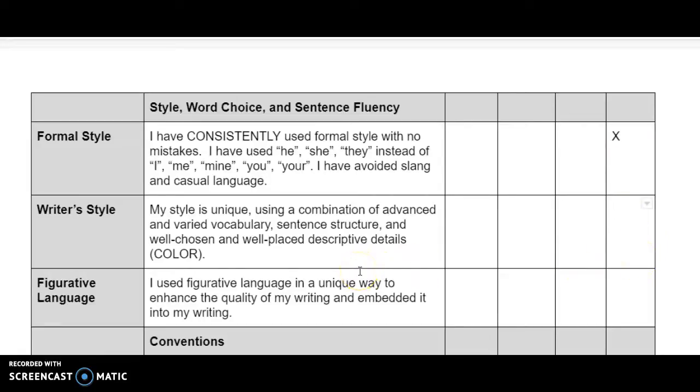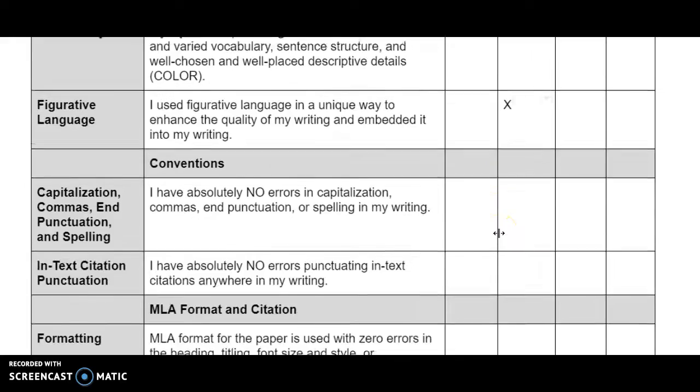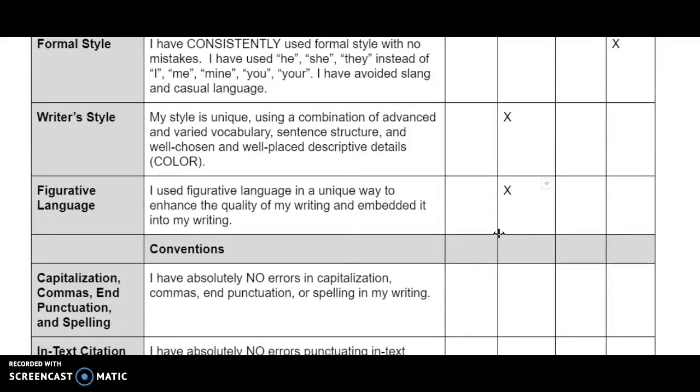Next, we're looking for using color. So my style is unique, using a combination of advanced and varied vocabulary, sentence structure, and well-chosen and well-placed descriptive details. I did not see much color in this person's, right? I would say that's a starting to. Maybe they attempted it, but we're not there. Same with figurative language. The only place that I noticed it was in the hook. There are opportunities for other places. So I use figurative language in a unique way to enhance the quality of my writing and embed it into my writing. We definitely are starting to, but not yet there, okay? So make sure you have that and use your resources for adding color.